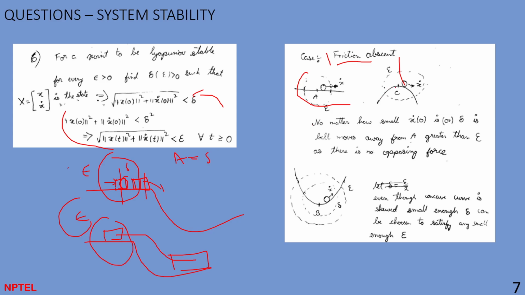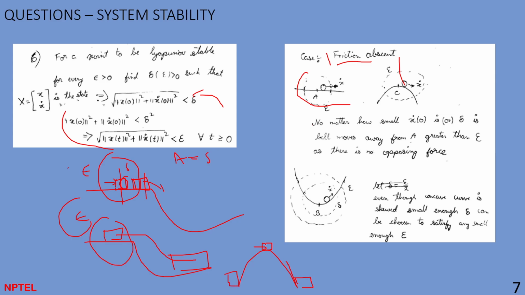Okay, now let's consider C point here. So C point is at the edge of this mountain. If you give a small push, it will be something like here or here.